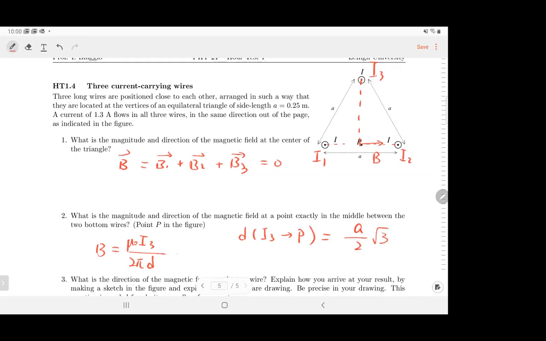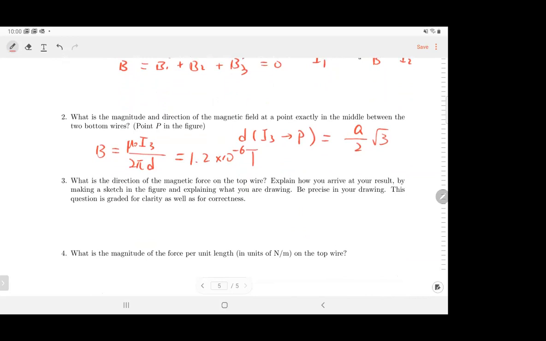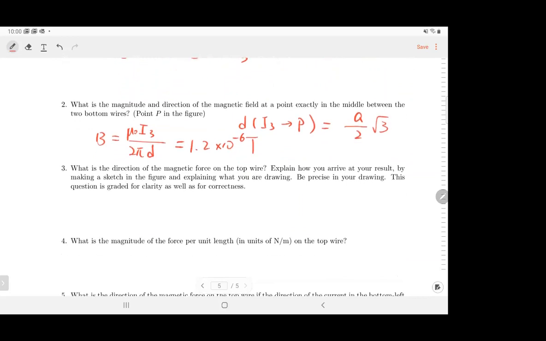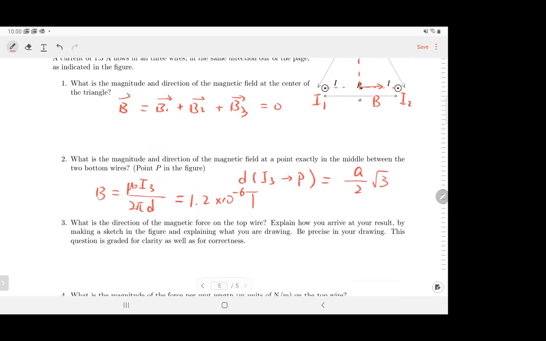Then we can calculate the magnetic field at the point P. It's 1.2 times 10 to the negative 6 Tesla. Okay, this is the magnetic field, and the direction goes to the right.